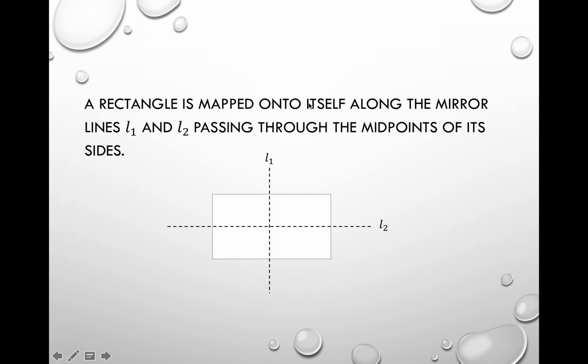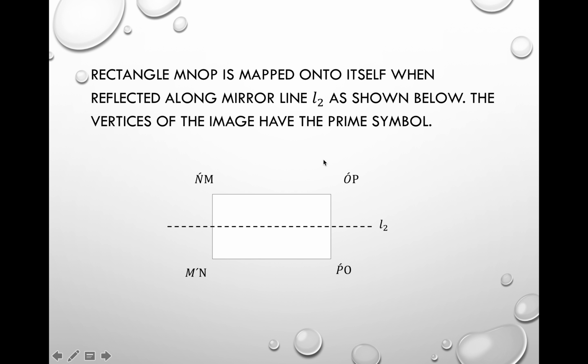You don't really have to copy down the words up here, just a figure. All right, so rectangle MNOP is mapped onto itself when reflected along the mirror L2, as shown below. The vertices of the image have the prime symbols.